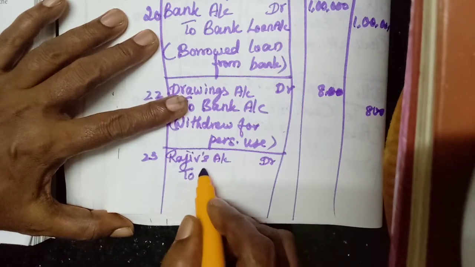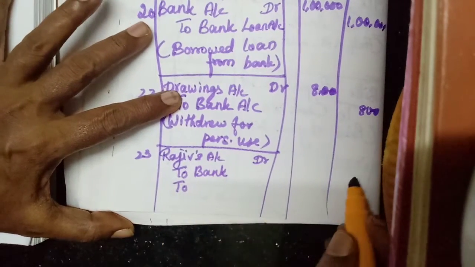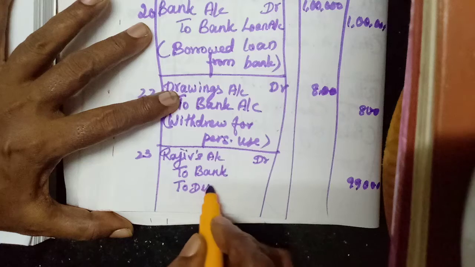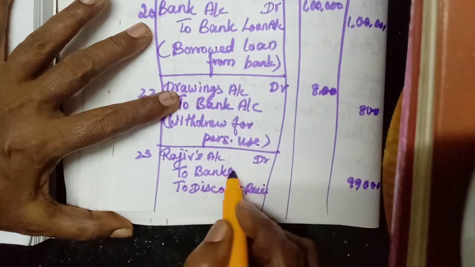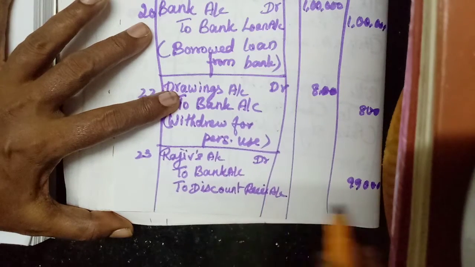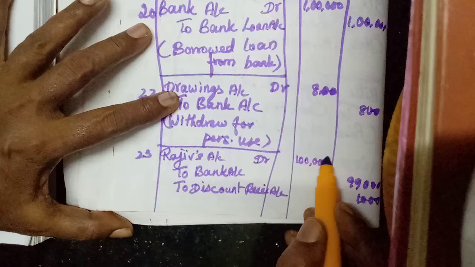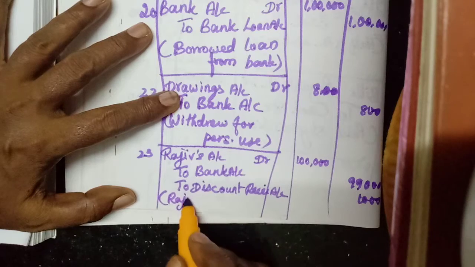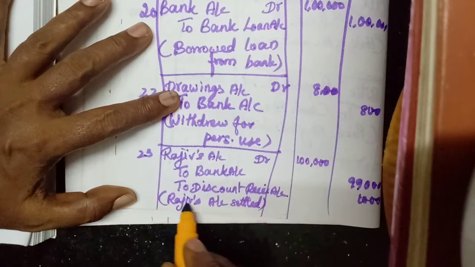Then 2. Through NEFT we are paying. So who will pay that one? Bank. Bank is paying 99,000. So the remaining 1,000 is discount received account we should write. Discount received account 1,000. So totally we should debit 1 lakh because 1 lakh we have made purchases. Rajiv's account settled, we can write. Okay, draw the line. Then 25.